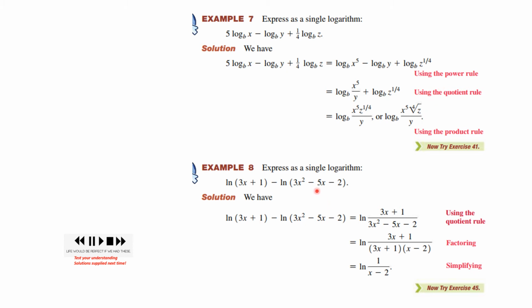Here we're supposed to express this as a single logarithm. We have the natural logarithm of this minus the natural logarithm of this. That means that this is the natural logarithm of the quotient. But we can factor the denominator and cancel out the common factors, and so what we get is that this is the same thing as the natural logarithm of 1 over x minus 2. Again, exercises for you to try, and solutions provided next time.